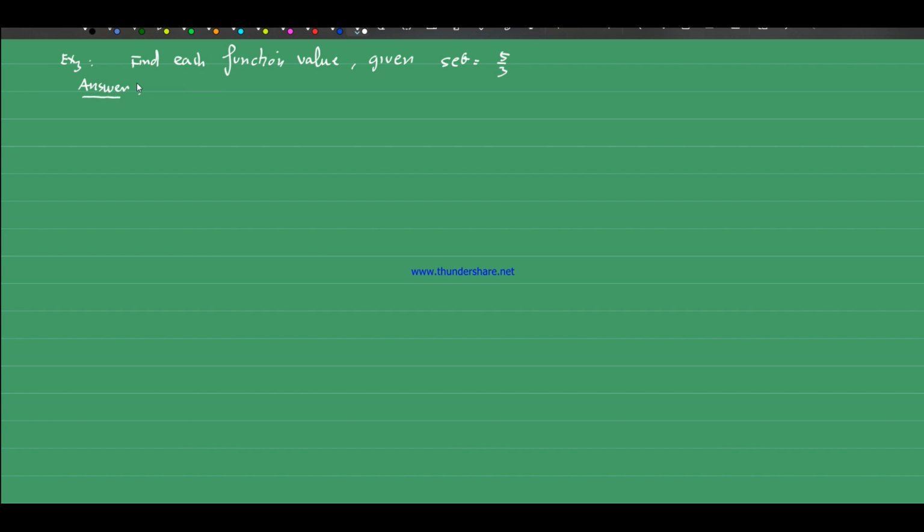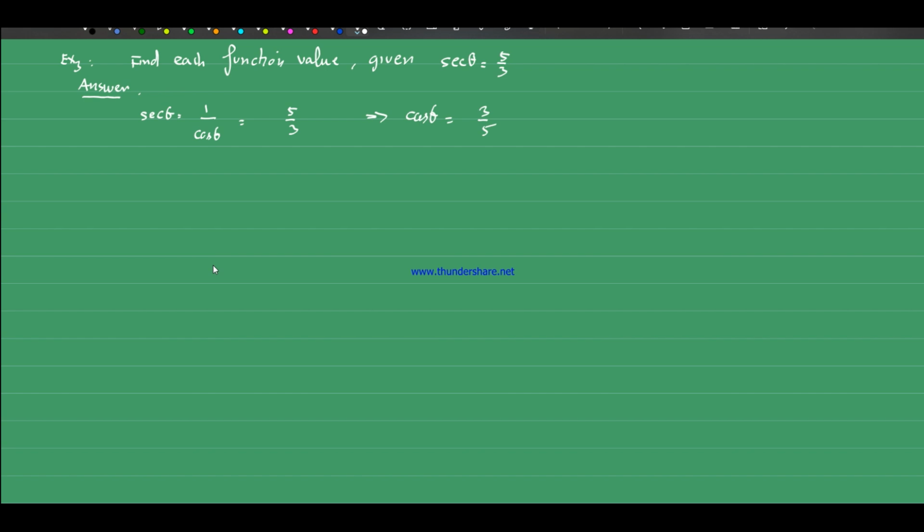So we know secant theta. I always write the theta. If you just write sine, cosine without the theta, then I mark it wrong. You have to be careful. So we know that secant is 1 over cosine, and this gives you 5/3. So it's very easy: cosine theta will be 3 over 5. You just flip them.